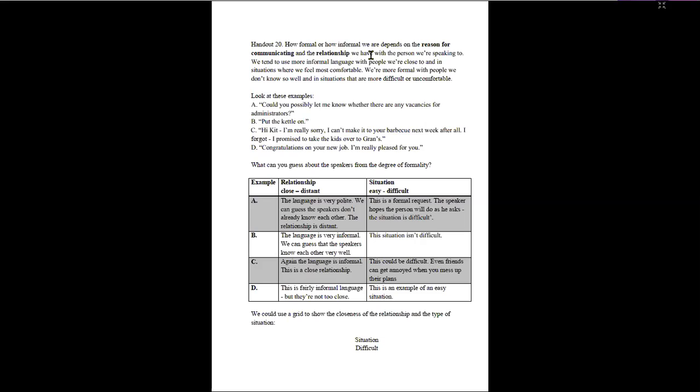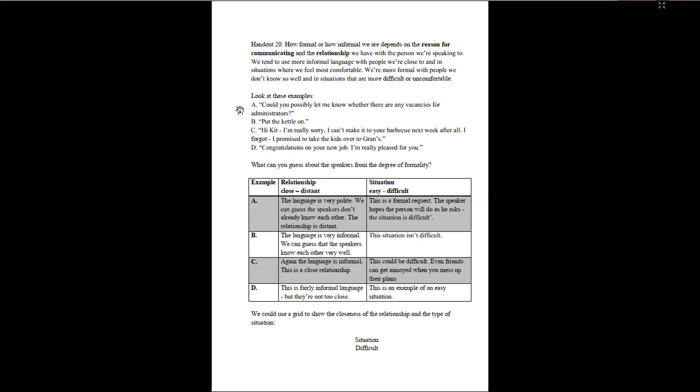We tend to use more informal language with people we are close to and in situations where we feel most comfortable. We are more formal with people we don't know so well and in situations that are more difficult and uncomfortable. Look at these examples given below.